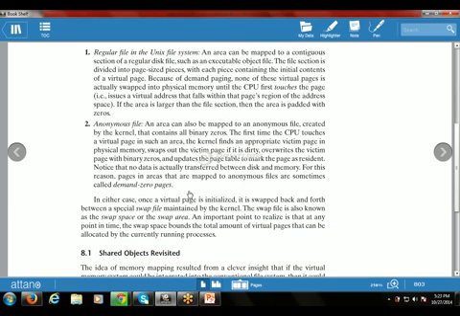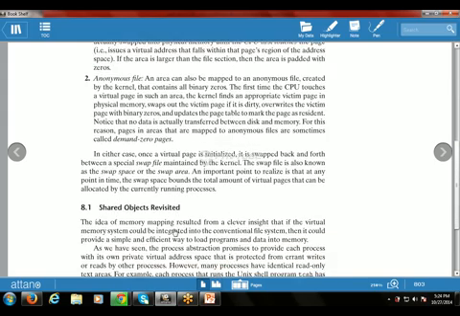In either case, once a virtual page is initialized, it is swapped back and forth between a special swap file that is maintained by the kernel. The swap file is also known as the swap space or the swap area. So whenever a victim page is swapped with the next page, that swap file is known as the swap space or swap area maintained by the kernel. An important point to realize is that at any point in time, the swap space bounds the total amount of virtual pages that can be allocated by the currently running processes.